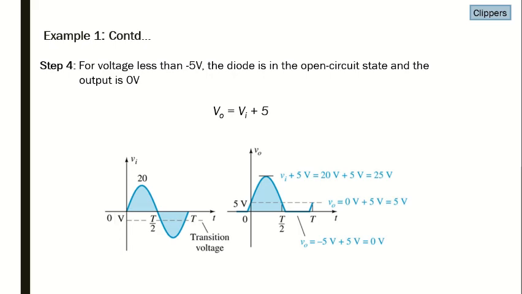So for the voltage less than minus 5 volts, the diode is in its open circuit state, or off state, and the output potential will be 0 volts. So V naught is equal to Vi plus 5. This is what we are getting here.